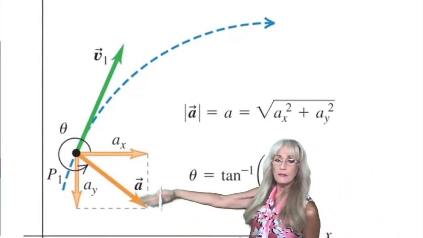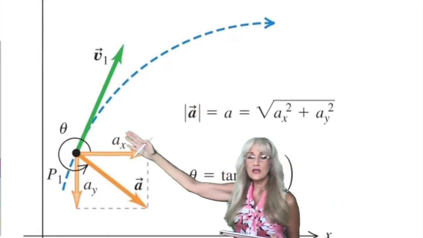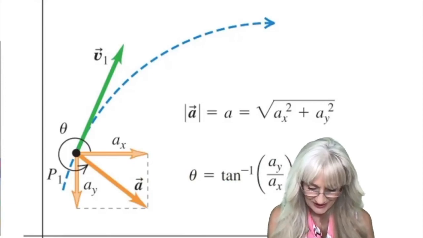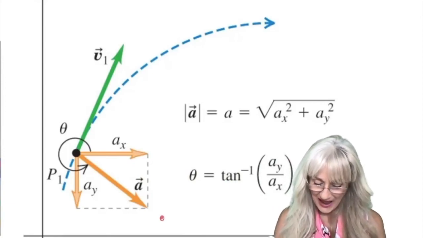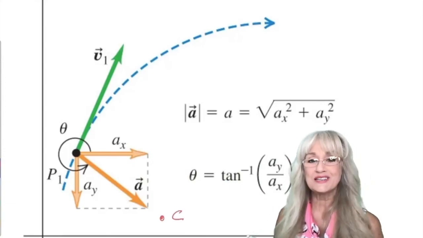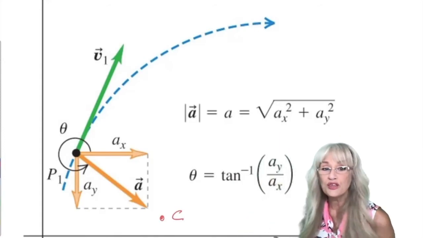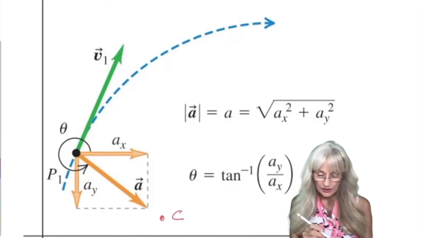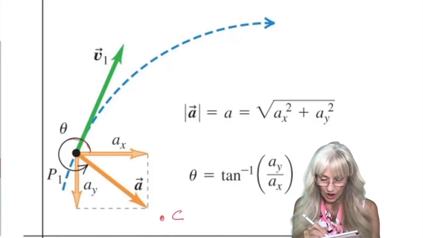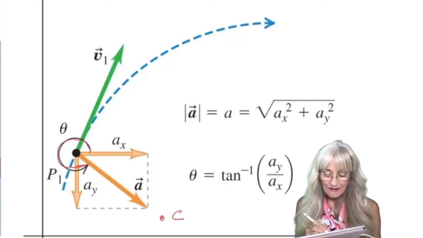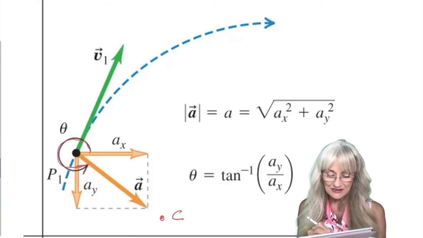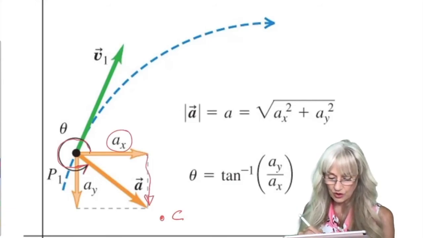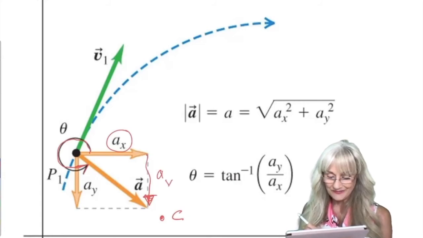In blue is the parabolic path, in green your tangential velocity. Take a look, this is A, your acceleration pointing toward the center C, with components A of X and A of Y. Look, the angle is always measured counterclockwise from the x-axis. This is also the component A of Y.